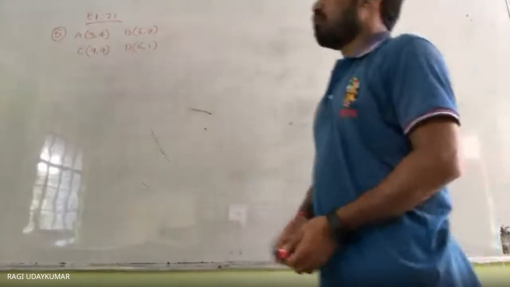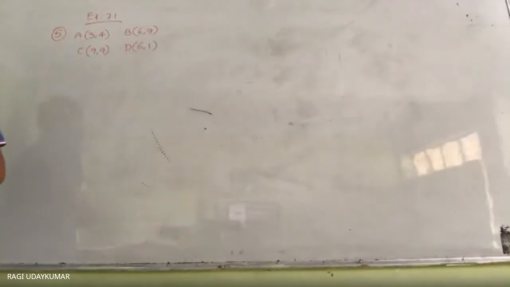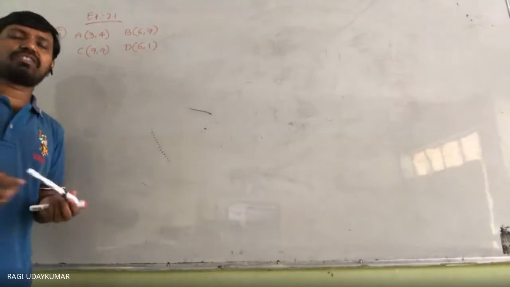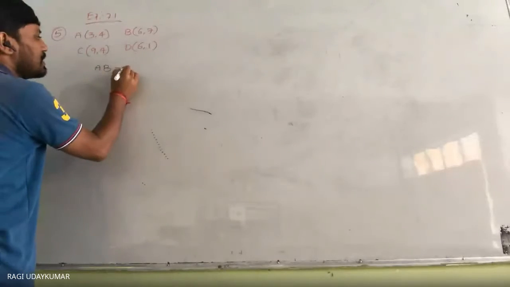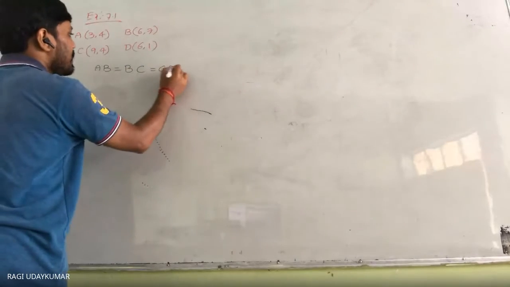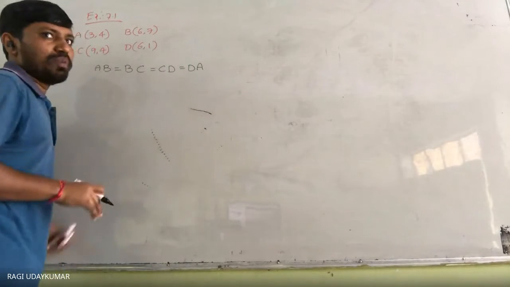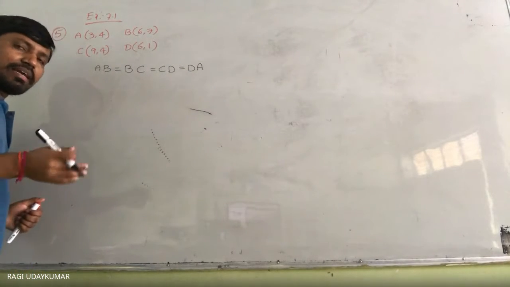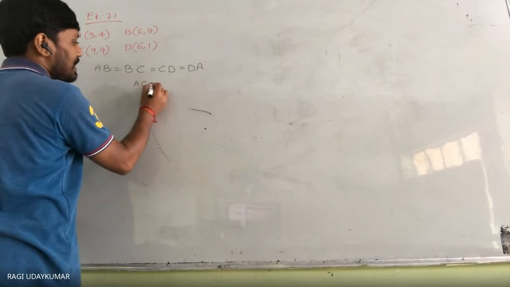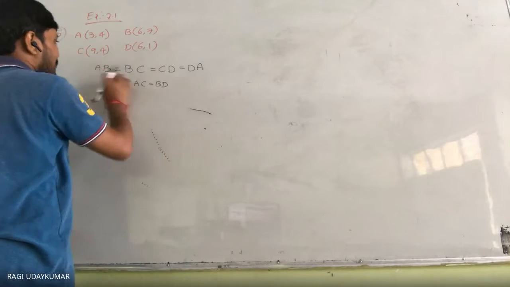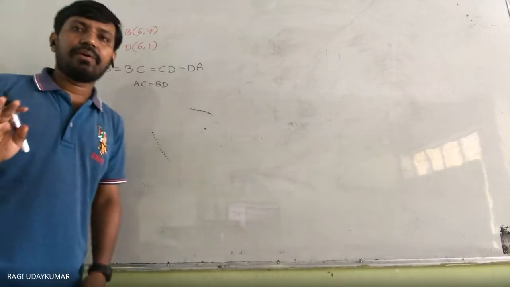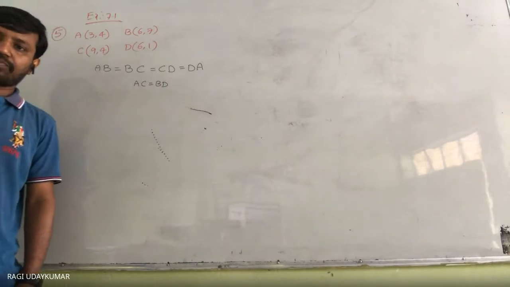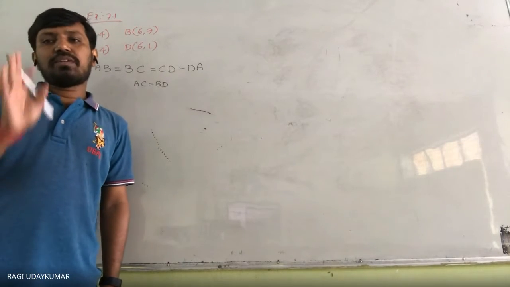So what are the square properties when 4 points are given to you? How do you say that 4 points will form a square? The condition is that AB equals BC equals CD equals DA. All the sides should be equal. Not only this, the length of the diagonals also should be equal, that is AC equals BD. If only the first part is satisfied, it becomes a rhombus only. It's not a square. In a rhombus also all the sides are equal.